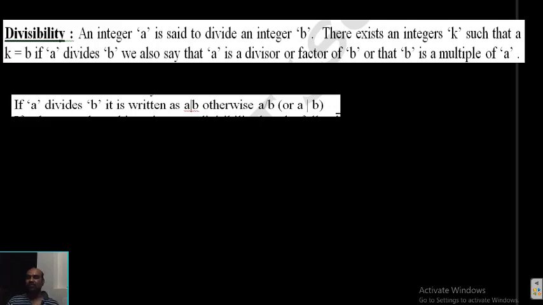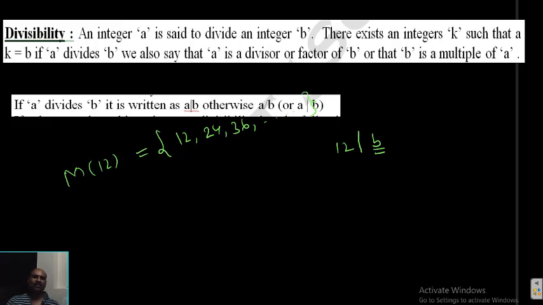Now you want multiples of 12. What should we find? 12 divides B, such B's you want to find. Those are all called multiples of 12. So what are the multiples of 12? 12 into 1 is 12, 12 into 2 is 24, 12 into 3 is 36, and so on. These are all multiples of 12. So the important thing is, multiples of any number are infinite, but factors of any number are finite.